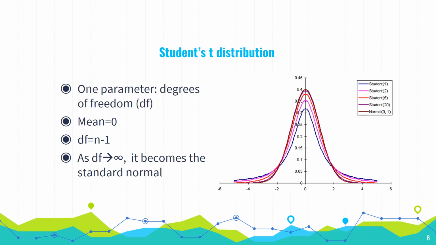So when you're doing confidence intervals, use a t-distribution. If you have a small sample size, it's the right thing to do. If you have a large sample size, it approaches the normal distribution anyway, so just use the t-distribution.